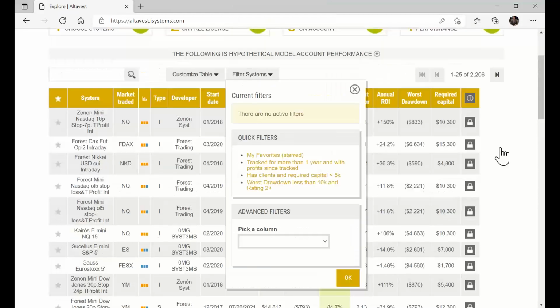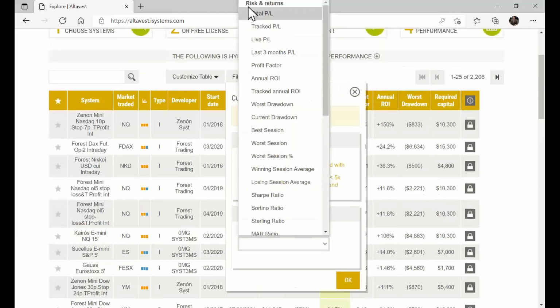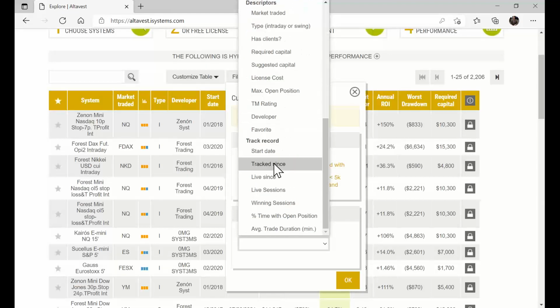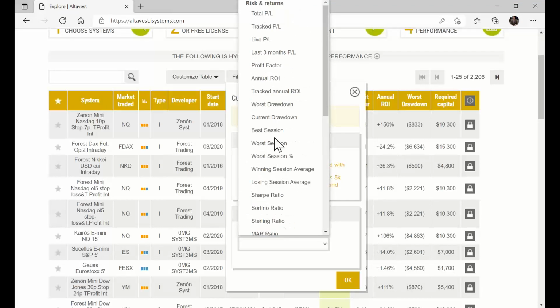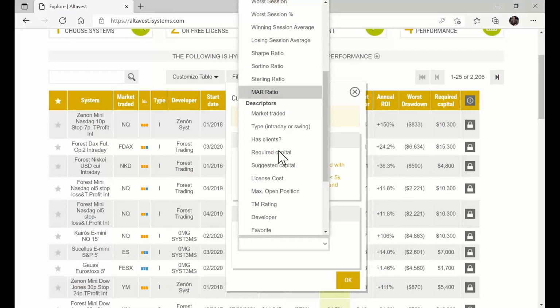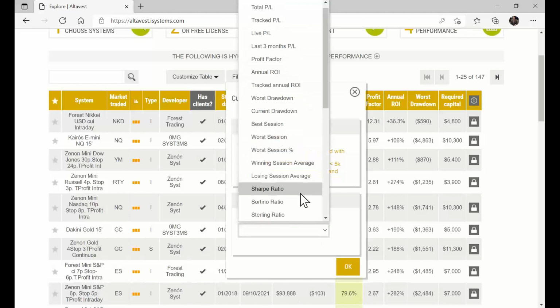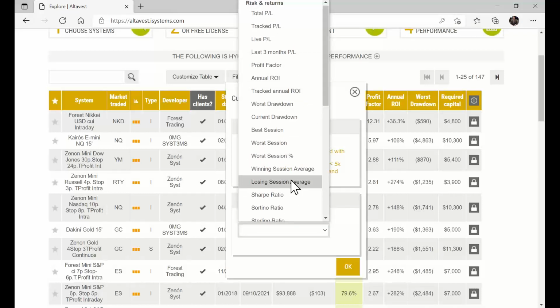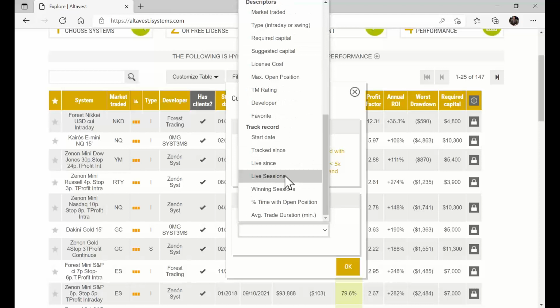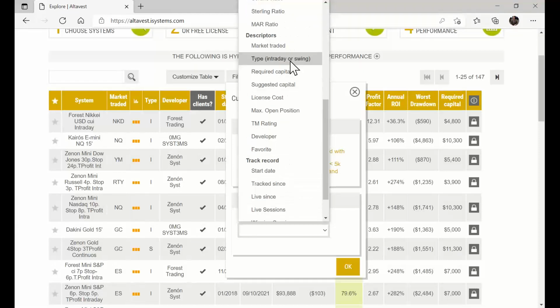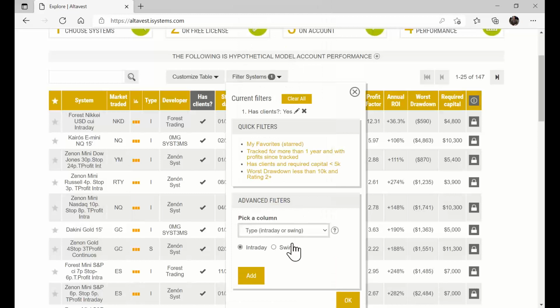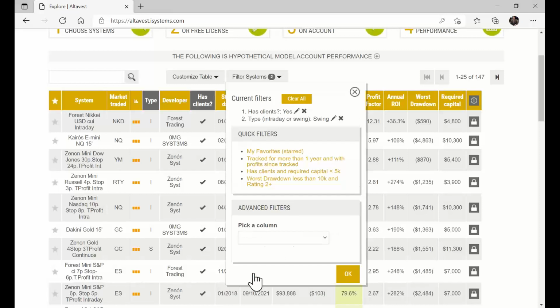So you are able to choose and filter on all of these different criteria. Look at all this. And let's go through an example. Maybe we're looking at systems that currently have clients. So we'll click that one. We'll add that. And now we're going to look at, for example, are you looking for intraday systems or perhaps swing trading systems? Perhaps we're looking at swing trading systems only. That's fine too. We can add that.